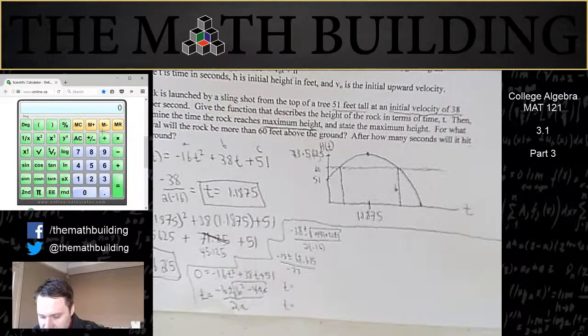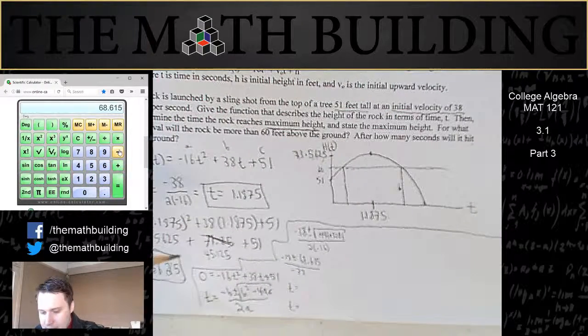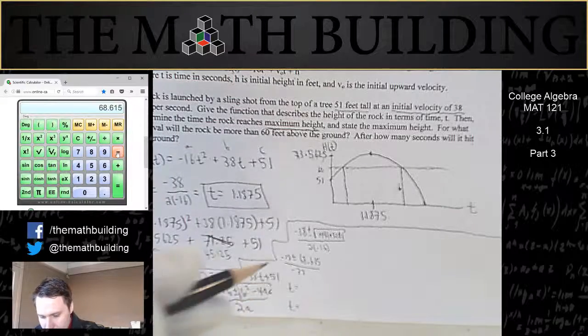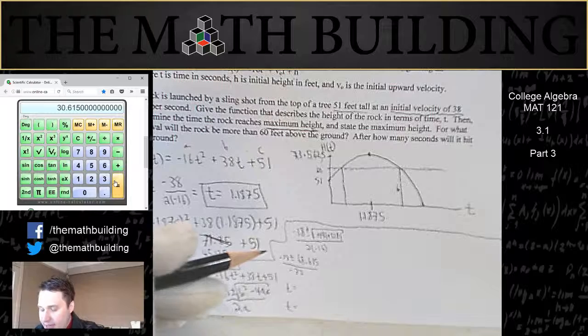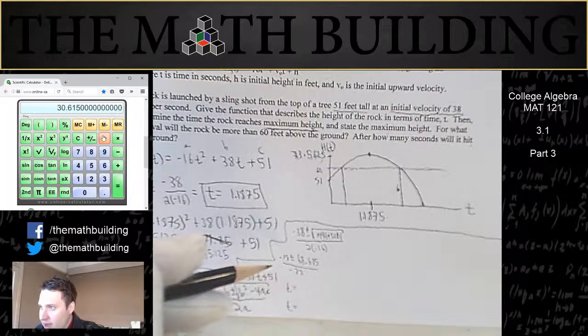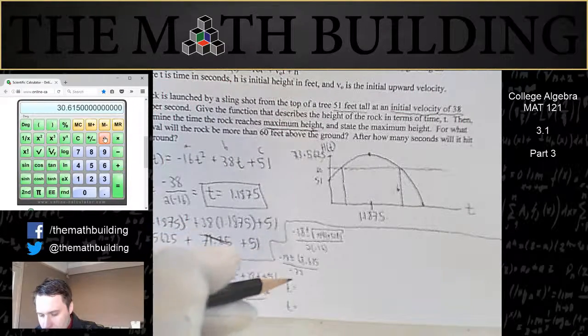So our first answer is negative 38 plus this number. So let's do 68.615 minus 38. And you get that number divided by 32.